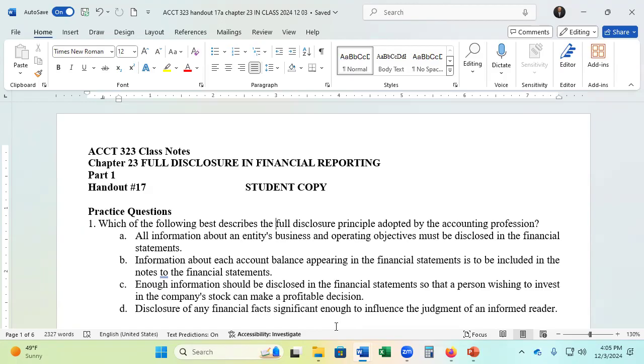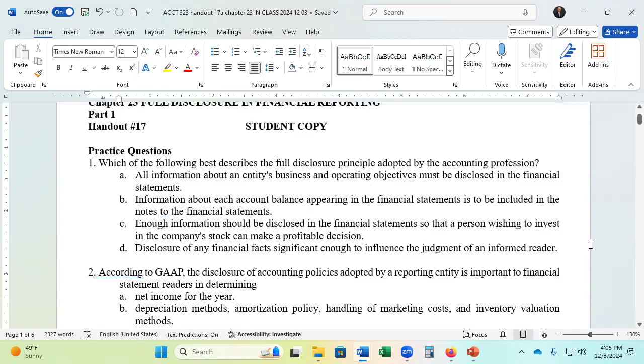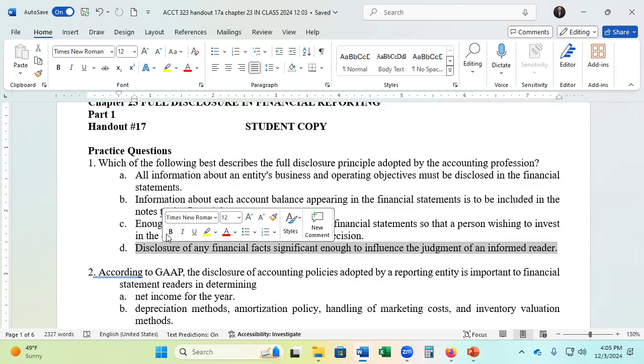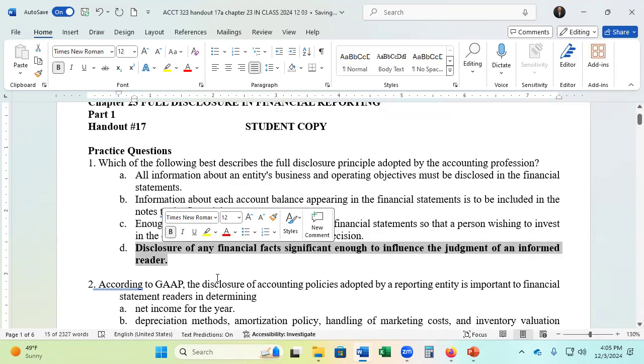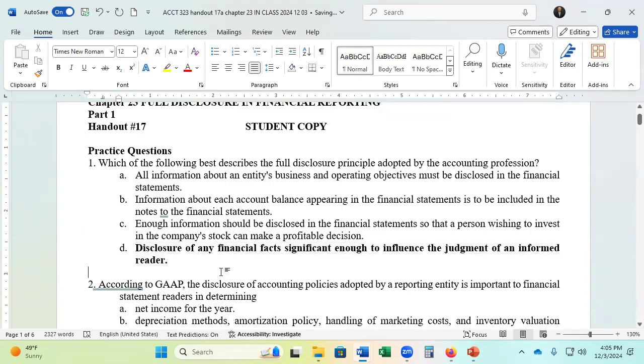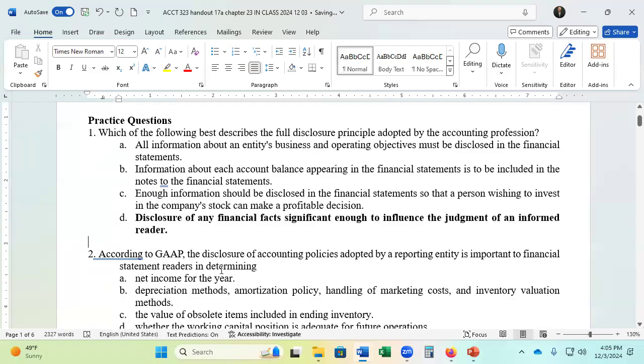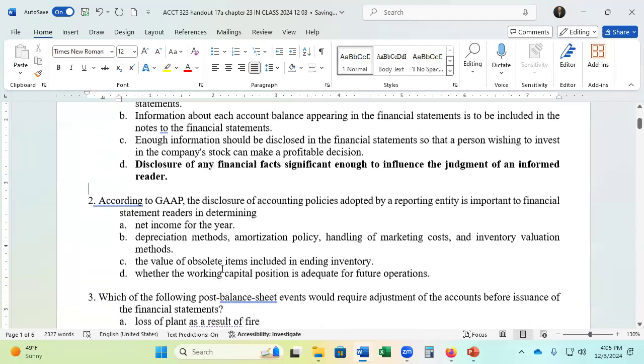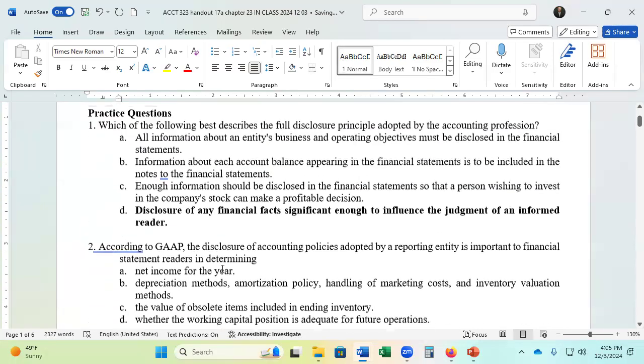Okay, so let's walk through these practice questions. Which of the following best describes the full disclosure principle adopted by the accounting profession? And that one would be D. Disclosure of any financial facts significant enough to influence the judgment of an informed reader. I don't know why they've gone to significant versus material. Just something I have to kind of do a little bit of reading on.